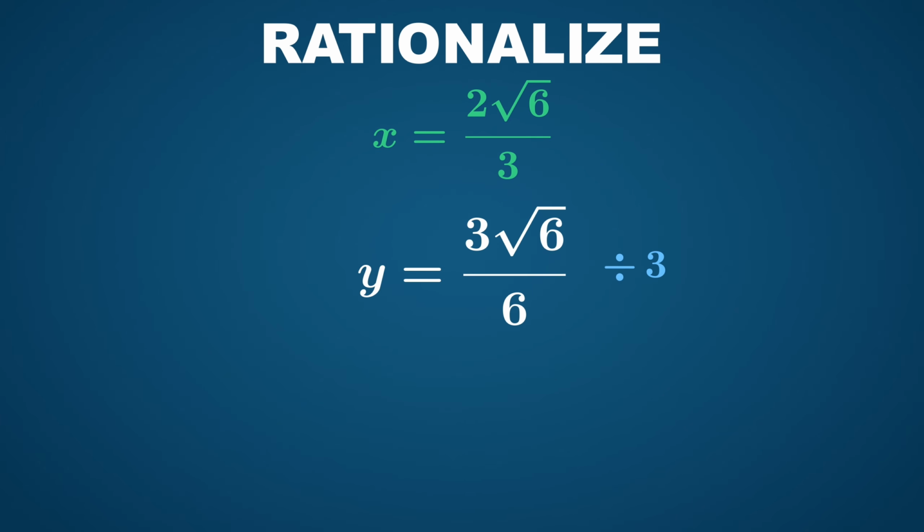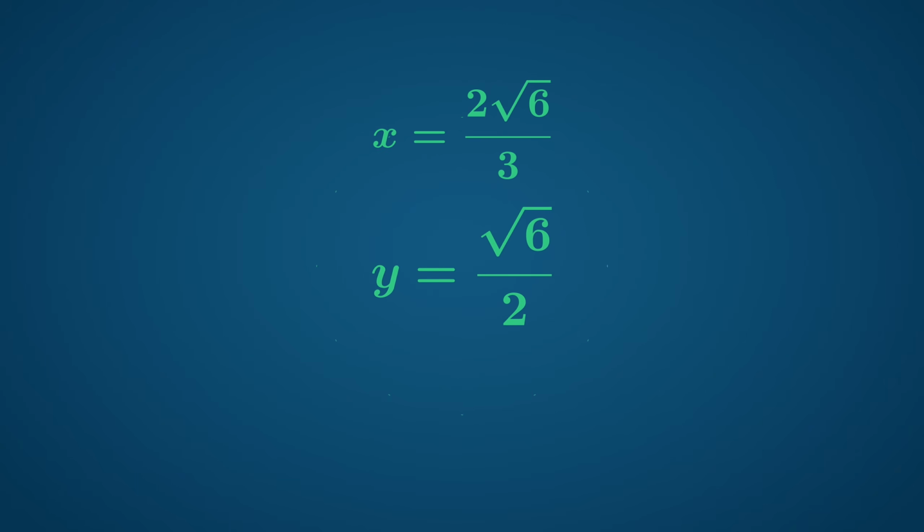We can simplify this fraction by dividing the top and bottom by 3. 3 divided by 3 is exactly equal to the whole number 1. 6 divided by 3 is exactly equal to the whole number 2. Therefore, our positive value for y is the square root of 6 over 2.